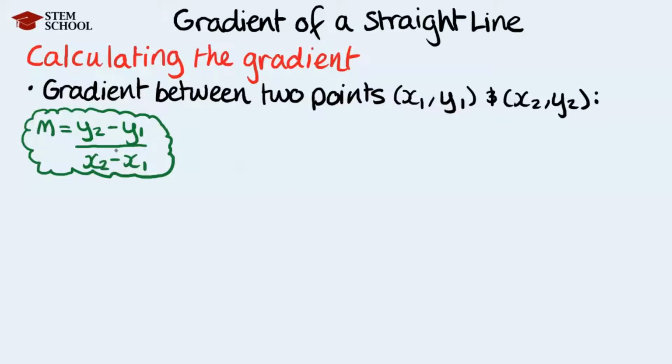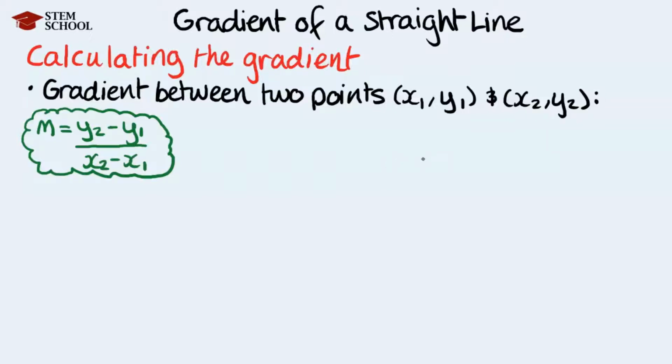But what is y2, y1 and x2 and x1? Well, you're given 2 points on a line. So x1 and y1 is the x and y coordinate of the first point, and then x2 and y2 is the x and y coordinate of the second point. Now, there are a variety of different questions you could get regarding calculating the gradient.